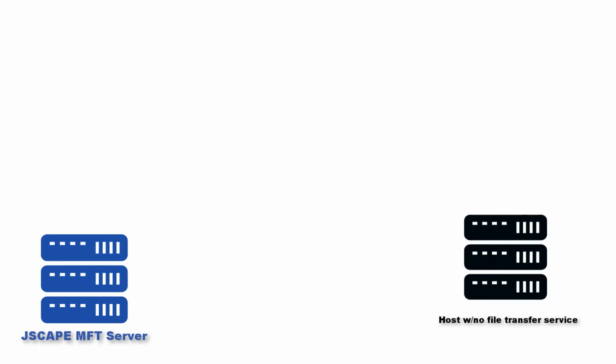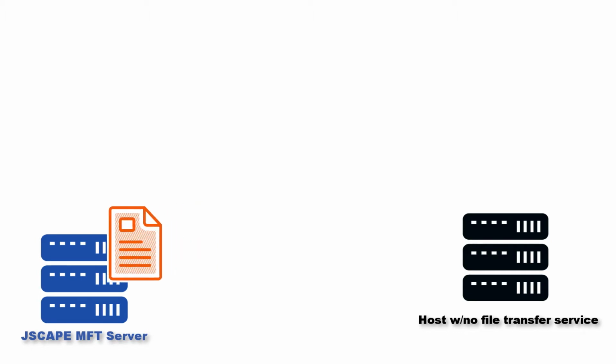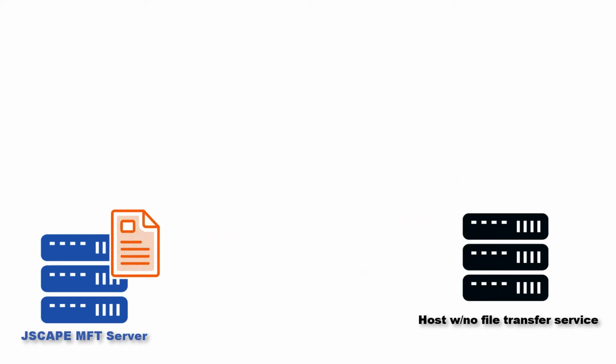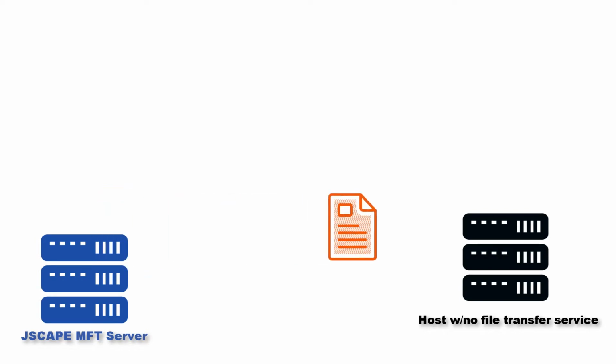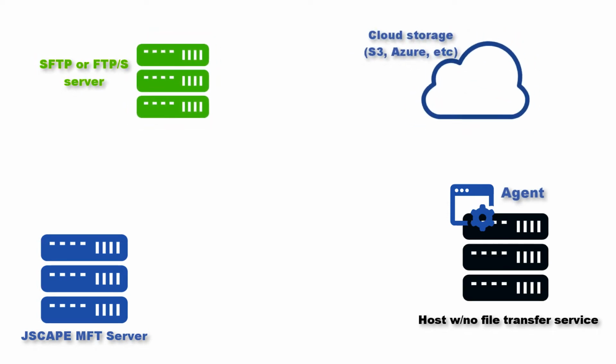The latest version of JSCAPE MFT Server now gives you the capability to perform automated data transfers with hosts that don't have a file transfer service. We talked about that feature in the post, how to perform automated data transfers with a host with no file transfer service. If you read that post, you know this can be done through what we call JSCAPE MFT Server Agents. If you haven't, you can read it now by clicking the link we've provided in the description or in the post.